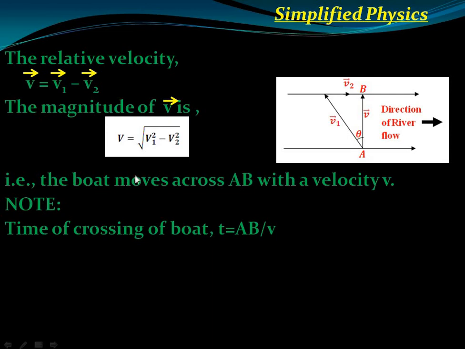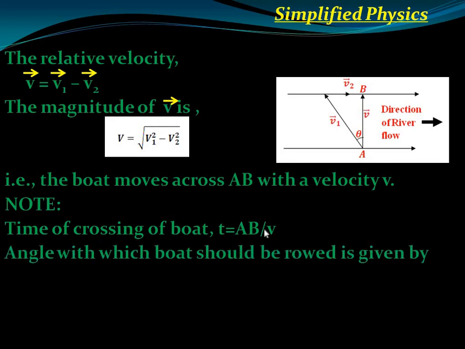And note the time of crossing of the boat, T, will be AB divided by the magnitude of the relative velocity V, AB by V. And the angle with which the boat should be rowed is found using the trigonometric function sine theta equals V2 by V1, that is perpendicular by hypotenuse. In this way we can find the direction with which the boat should be rowed and also the time for crossing, knowing the shortest path to cross the river AB.